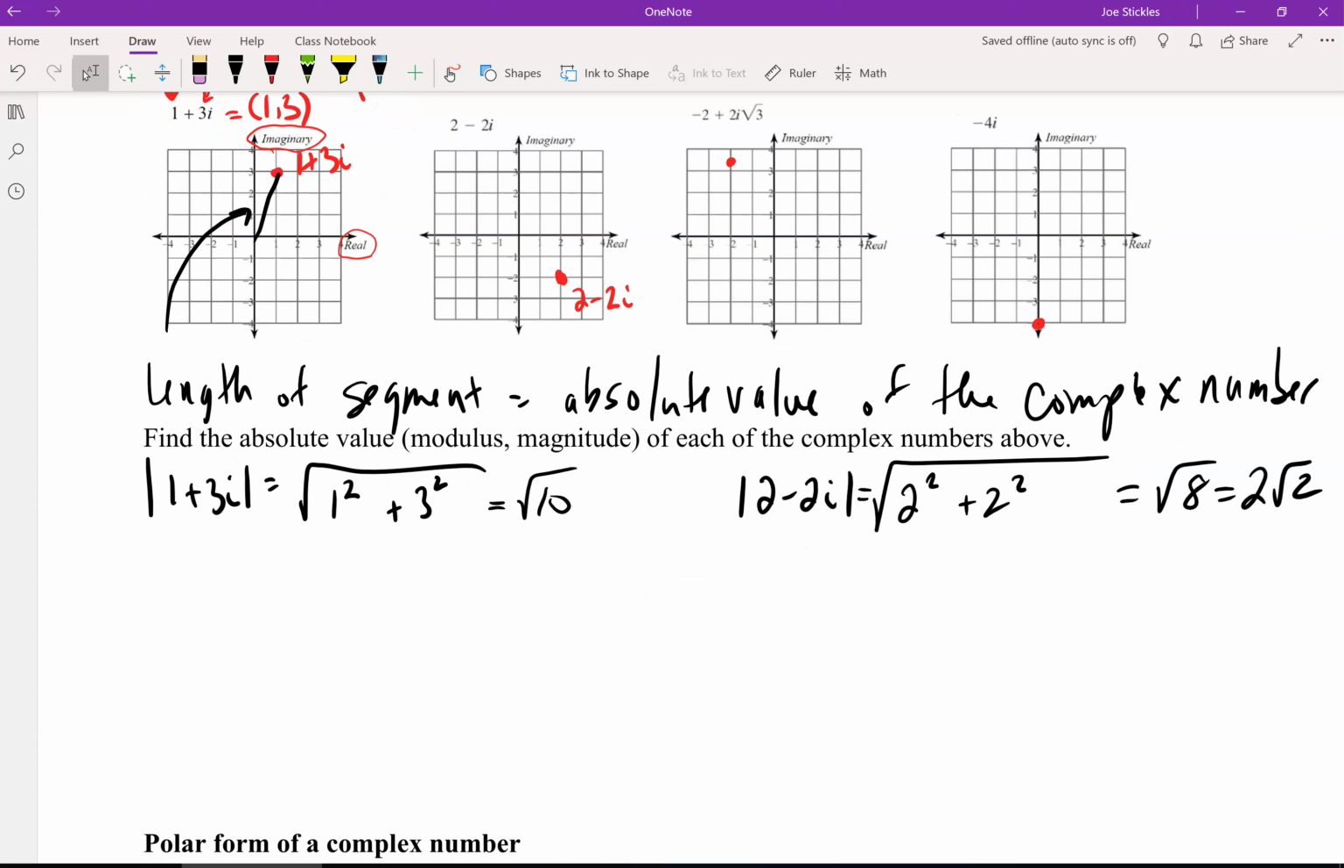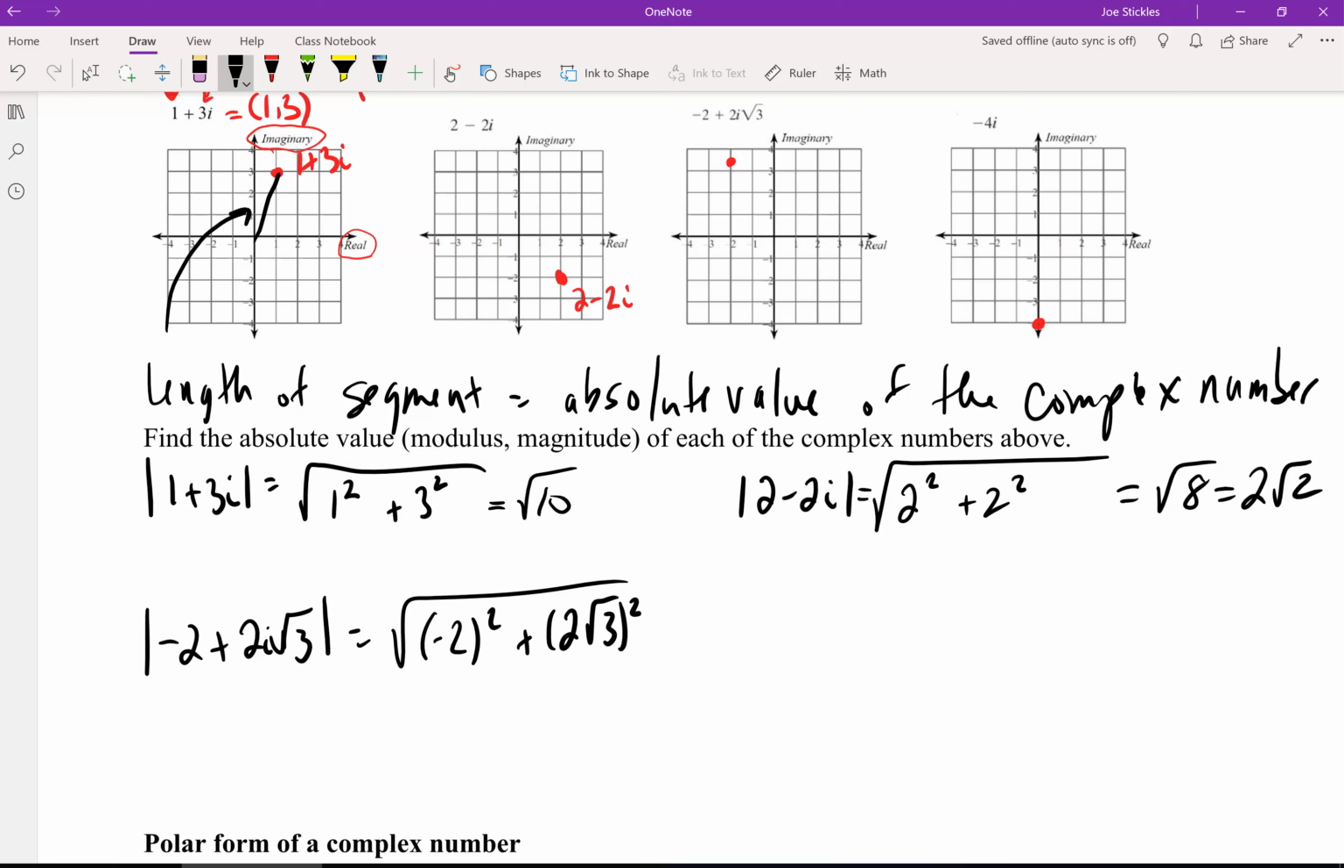If I want to do absolute value of negative 2 plus 2i root 3, that's square root of negative 2 squared. And the piece that's multiplied by the i, the whole thing, is 2 root 3 squared.